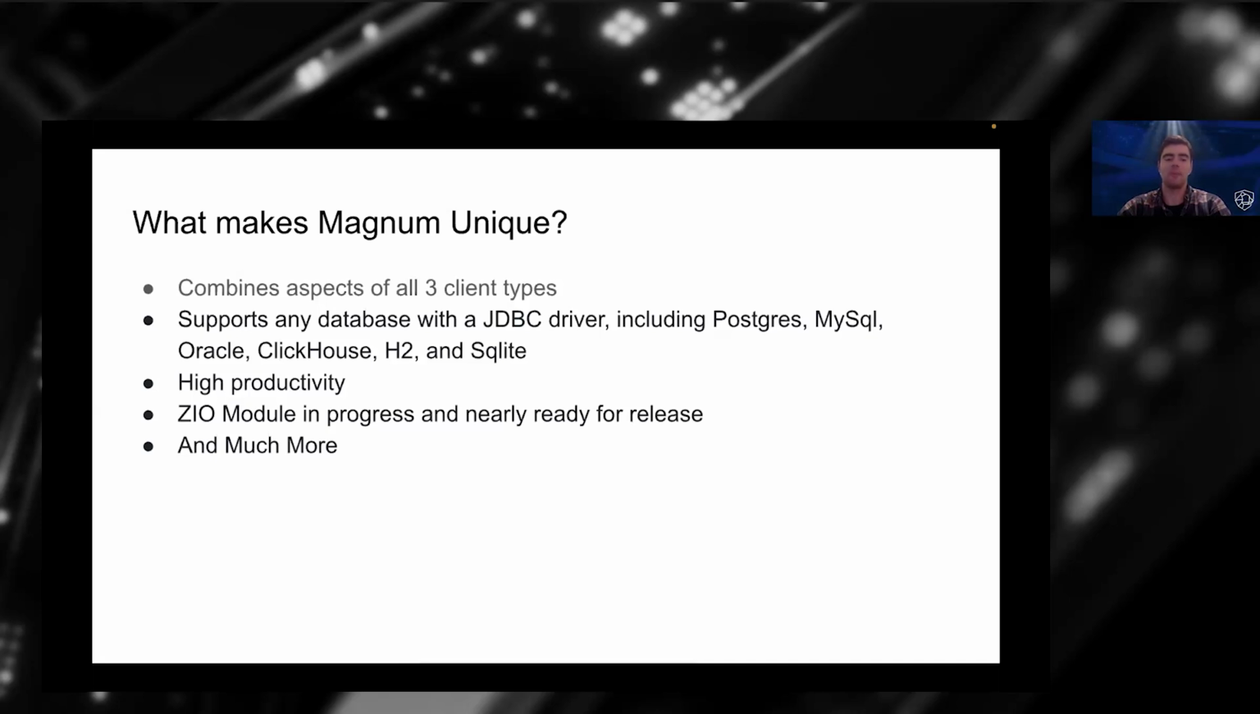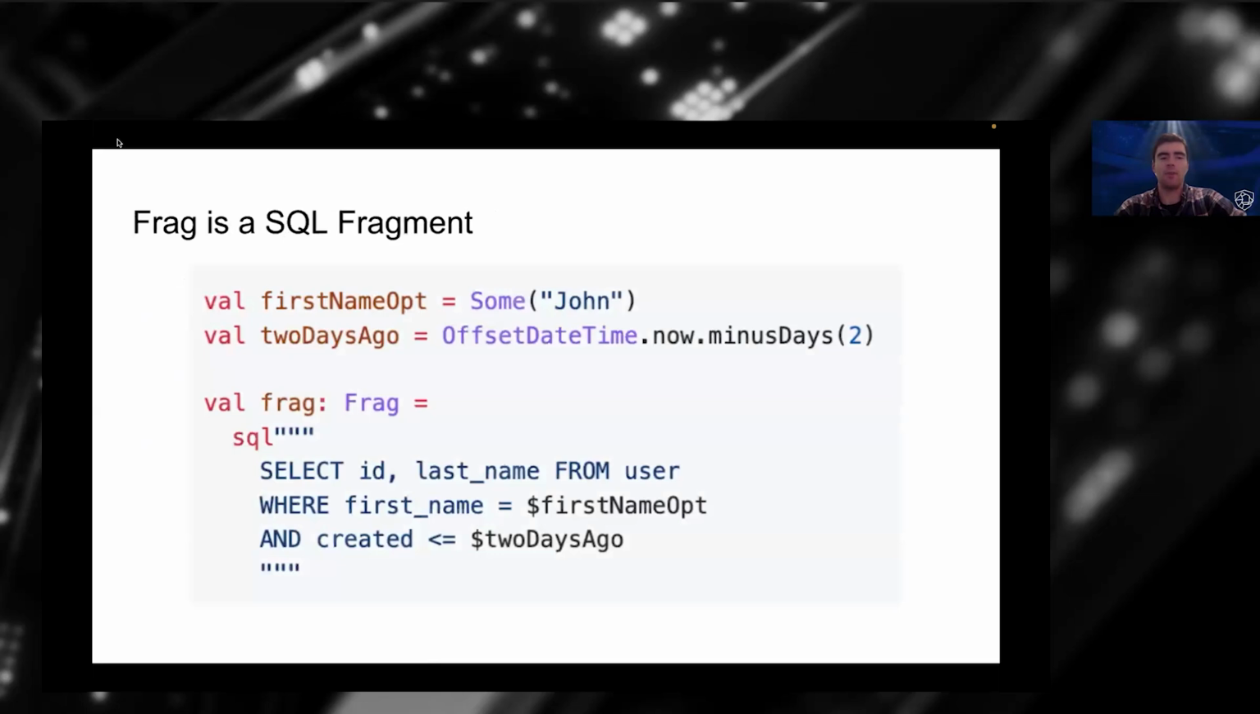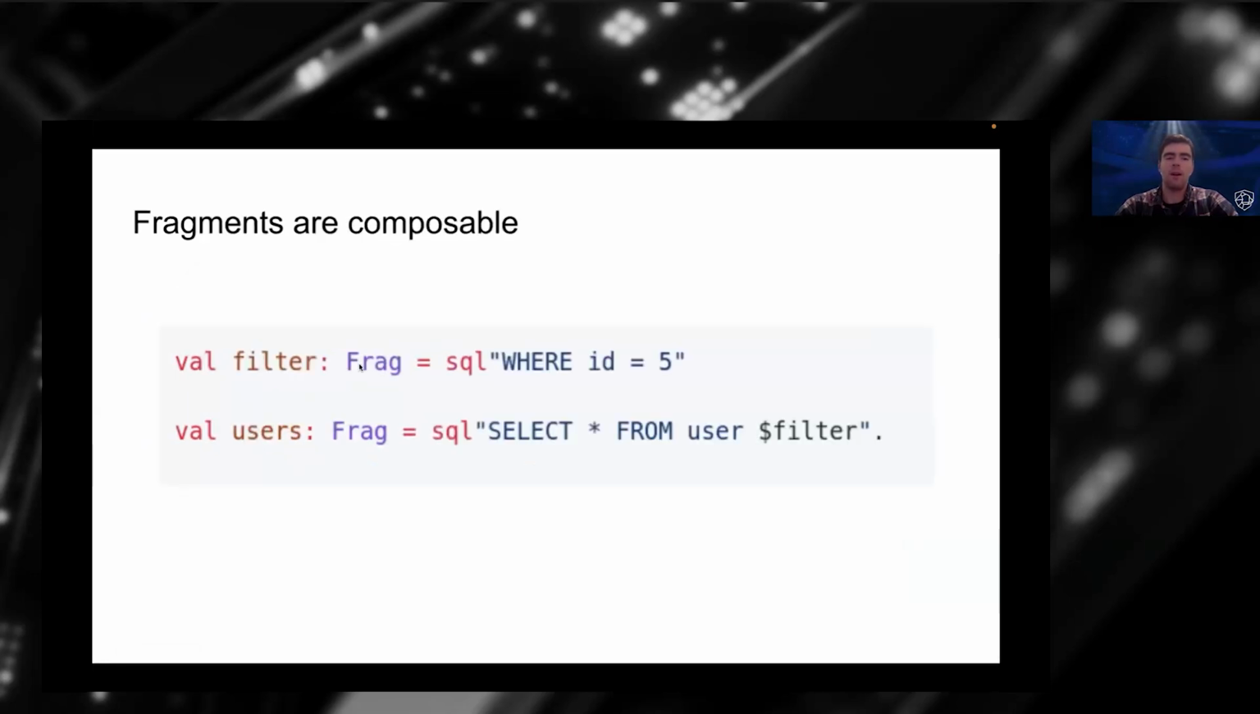And yeah, so here's a walkthrough of the basics of Magnum. We'll start off by defining a fragment, which is just some bit of SQL that you have in a string. You can interpolate values, very similar to Doobie or any JDBC library you've probably used before. You can compose fragments together, and it'll work fine in any sort of query.